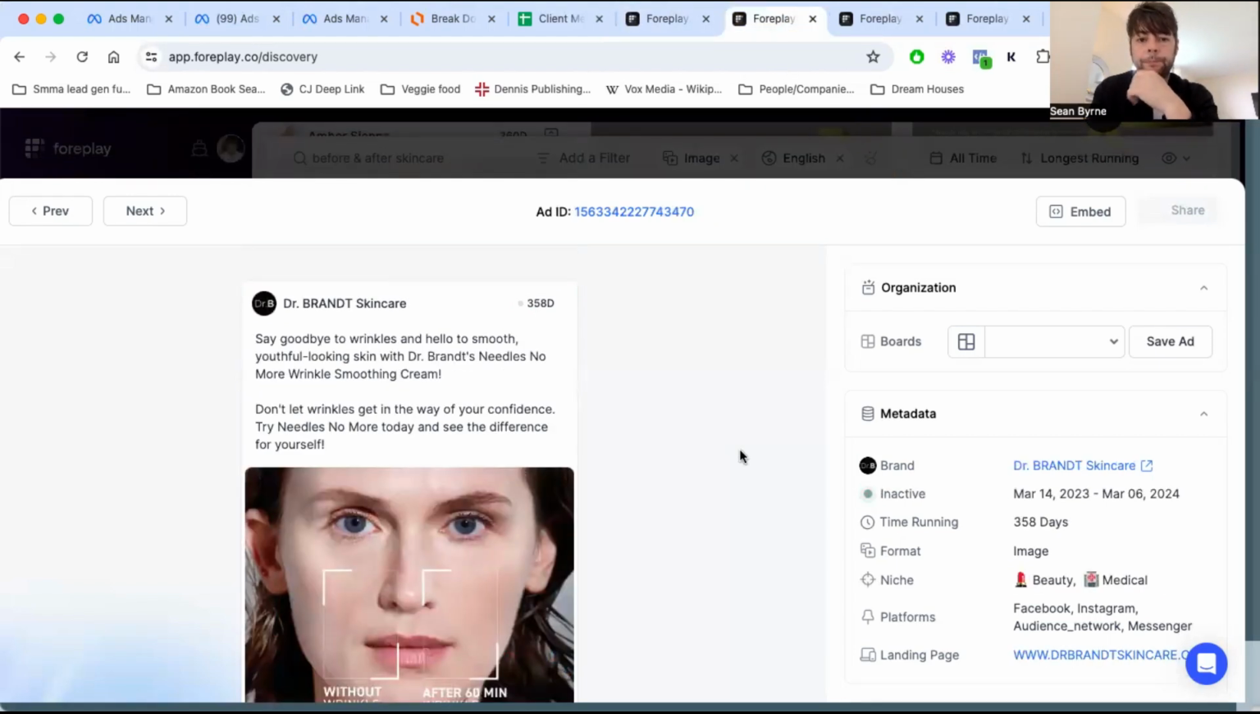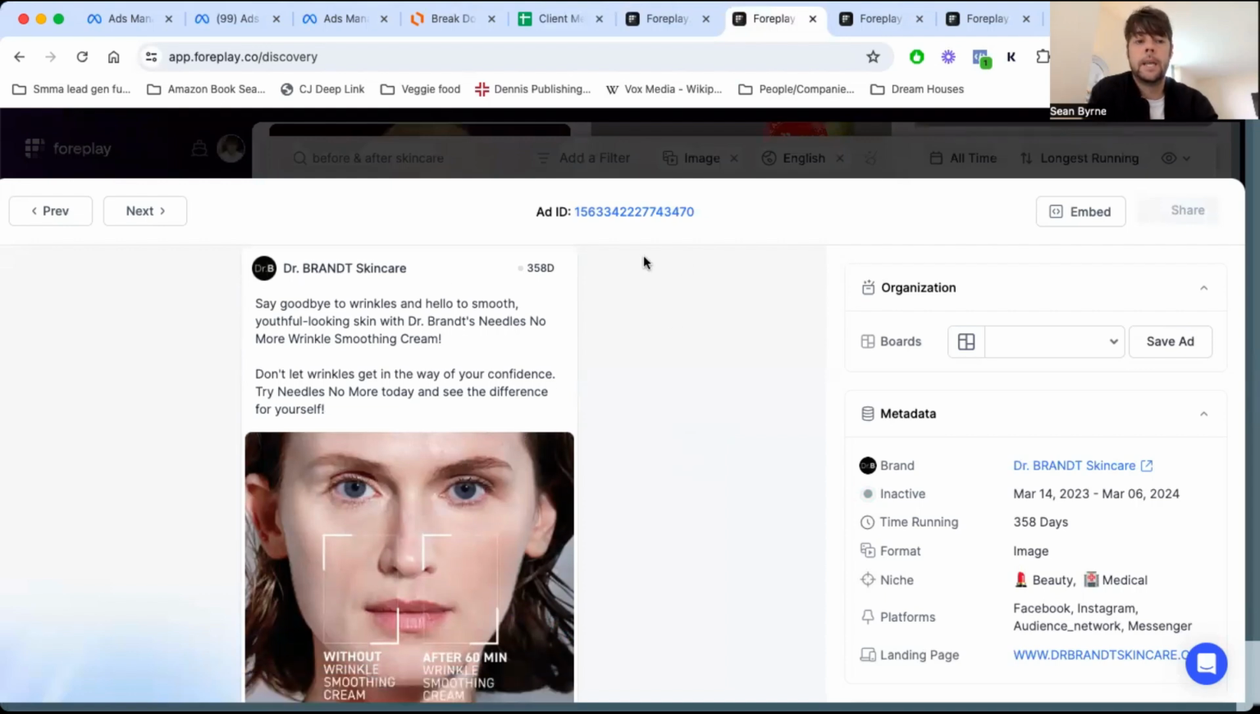So the next one is always something that I bring up. It's the before and after. I know this can be used in the cosmetic space, but it's also used in things like health, and it's also used in things like maybe food and beverage and that kind of stuff as well. Okay, depending on the nature. But you can see here, before and after, without wrinkle cream, wrinkle smoothing cream, and then after 60 minutes. Okay, so the before and after.